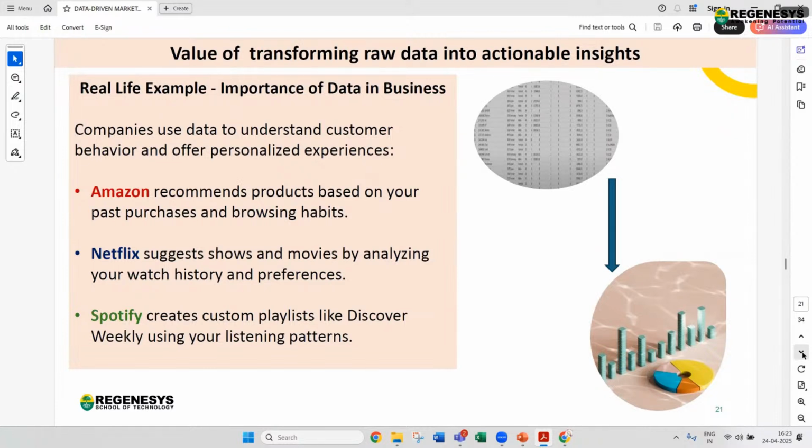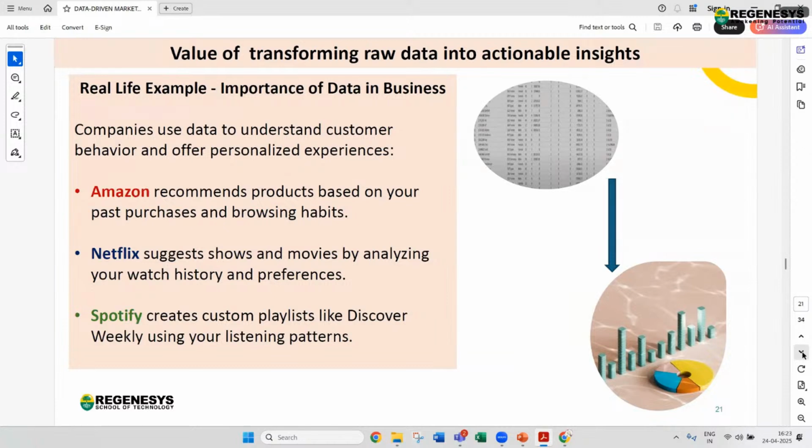So Amazon recommends all the products based on your past purchases. Similarly, Netflix: the movies which you have watched earlier, the same type of movies it shows. This is nothing but the analysis which it does and it shows in front of you. Spotify: whatever music you are listening to, it understands your listening patterns, and then it plays all the upcoming music which matches your listening patterns.